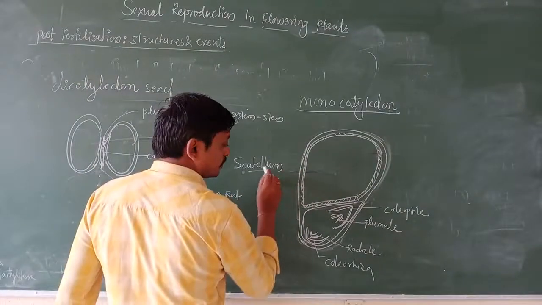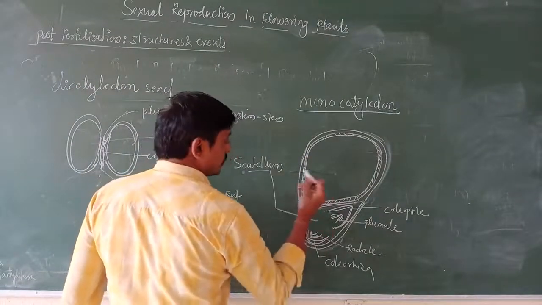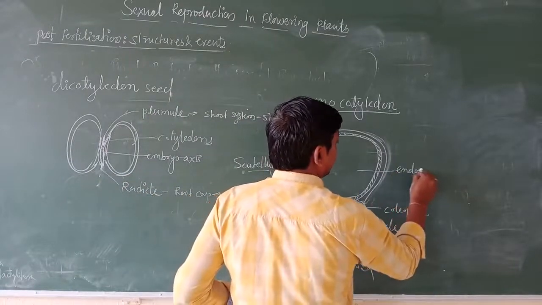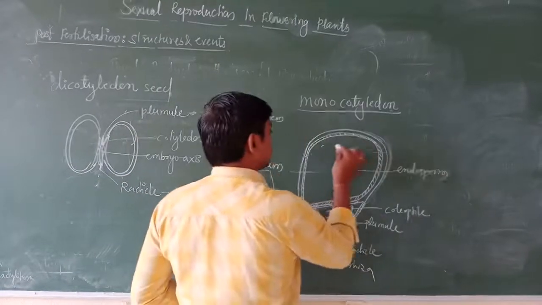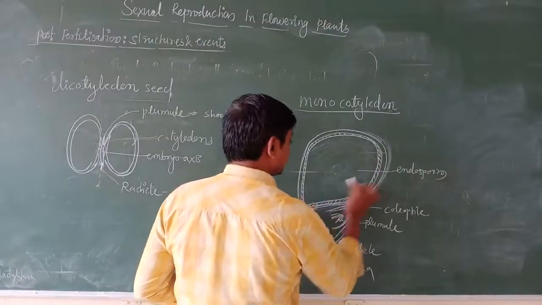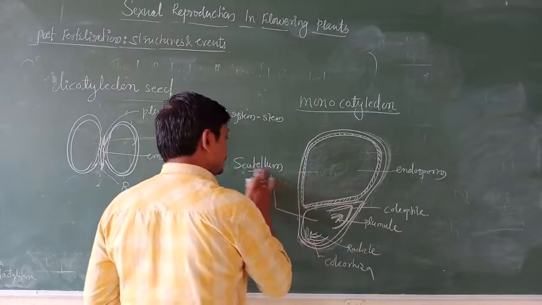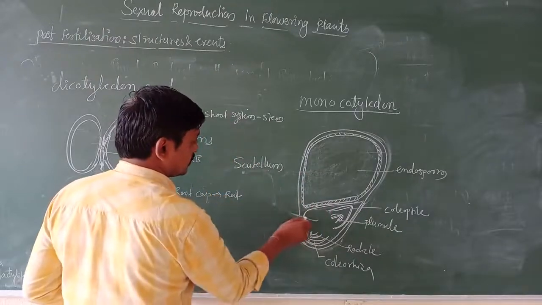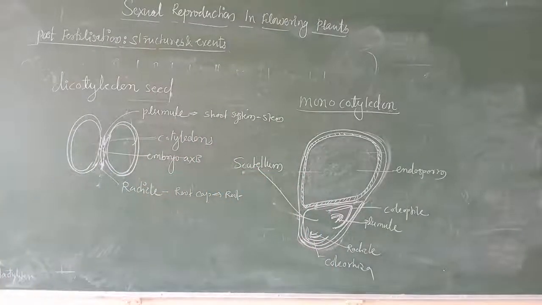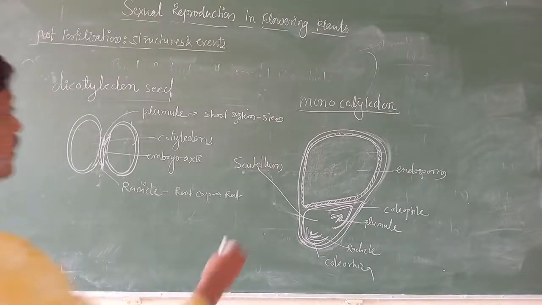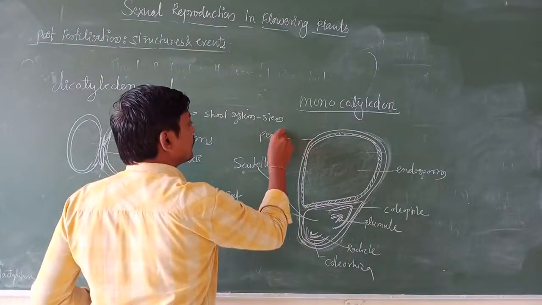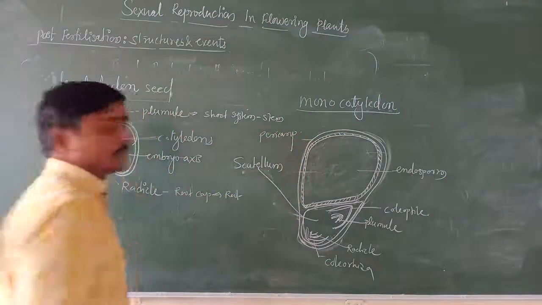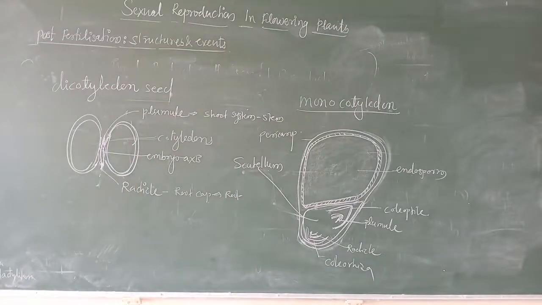This is the scutellum. This is the endosperm. Understood? And next, the outer membrane is the aleurone layer, which is to come. So, this is regarding our monocotyledon.